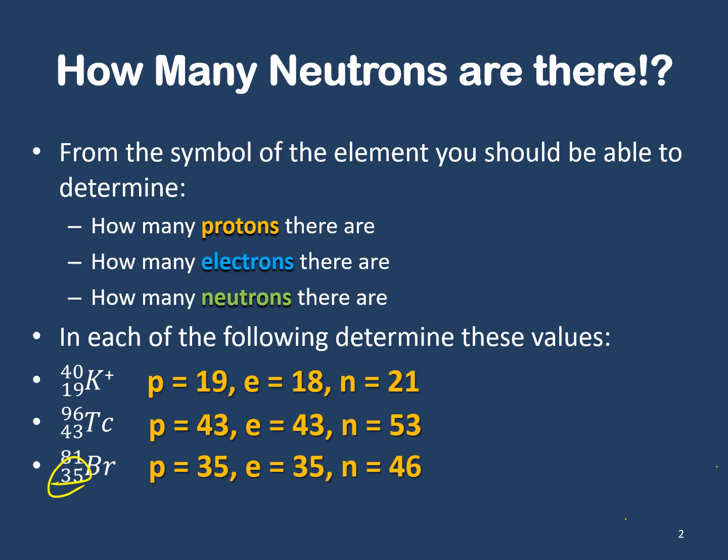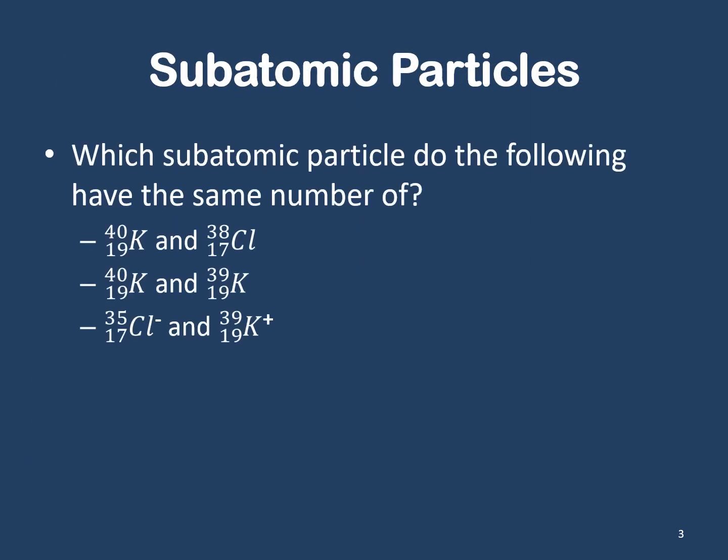All right, so let's move on. Some other questions that we can see on this topic is if we're comparing two elemental symbols or atomic symbols, which ones contain the same number of subatomic particles? So in this case, we know for sure that they don't contain the same number of protons because they're different elements.